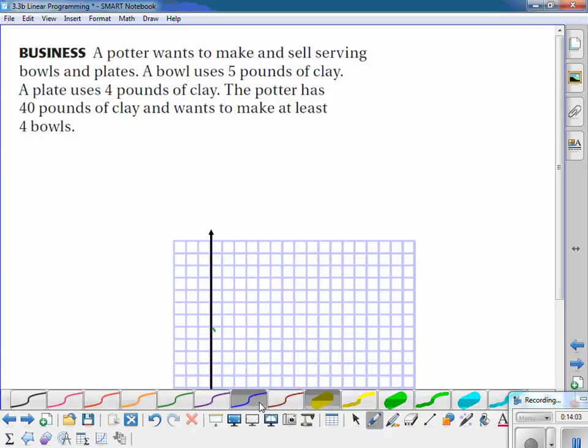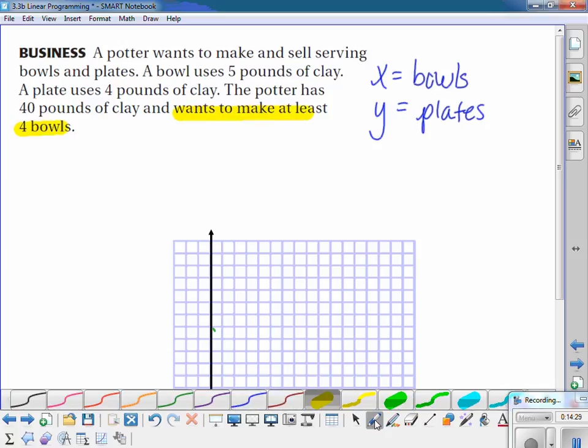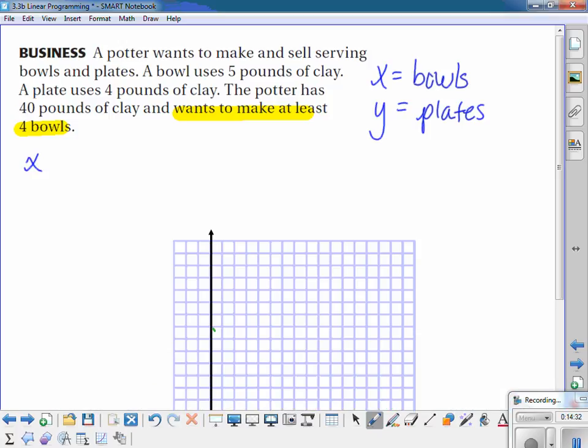All right, so for this we're going to say that x is equal to how many bowls I make, and y is equal to how many plates I make. So when I think about constraints, one thing I can see right off the bat is he wants to make at least 4 bowls. So what do I know about my x values? It has to be greater than or equal to 4. He could make 4 exactly, right? Or he could make more.